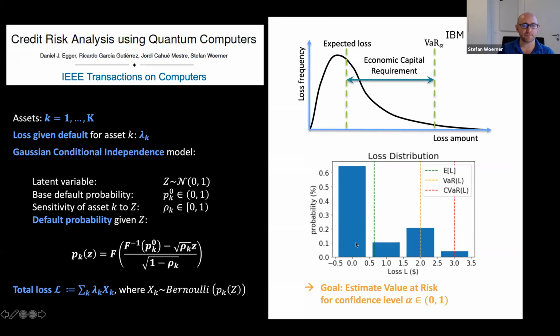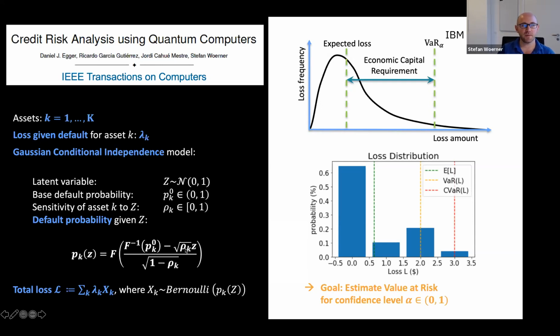Okay, so I think these are two questions. For the credit risk analysis, we just made up a data set. We followed this Gaussian conditional independence model from the literature, and here it doesn't really matter what data it is. This data requires a set of parameters. For every asset, you need a base default probability and a sensitivity to some global latent variable, and we just assumed that this is given, and then we estimated the runtime. But the algorithm is not dependent on the concrete data here.